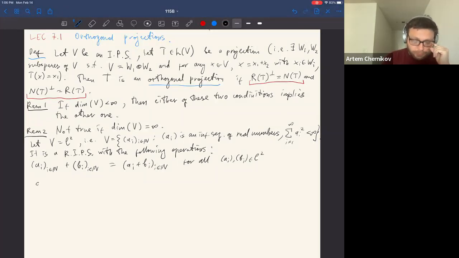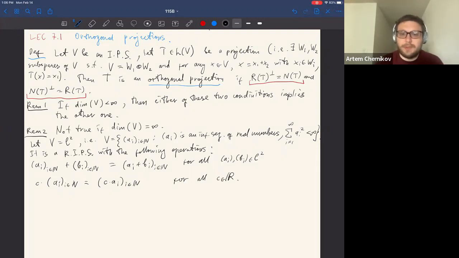And we also have to say what multiplication by a scalar corresponds to. Again, we do this coordinate-wise. So c times the sequence is given by the sequence where the entry in the position i is c times a_i for i in N, okay? And so this we have for all scalars c in R. And finally, we have to say what the inner product is.